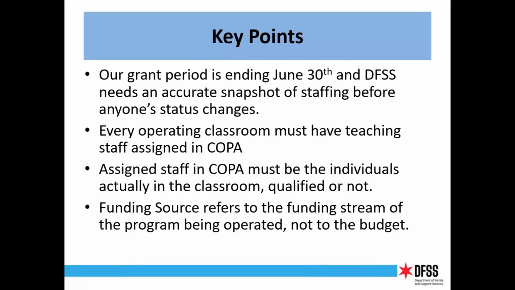We assign staff so that when we look in COPA and we see someone in classroom 3, that should be the person in classroom 3. If we go there, or a federal reviewer goes there, or anybody else, that's the person that we'll find. And then funding source, I want everyone to understand what that means. We're actually talking about the funding stream of classroom operations, not necessarily where their funding comes from in the budget. Hopefully those are the same, but if there's a divergence, we need to go with the operations and not the money.